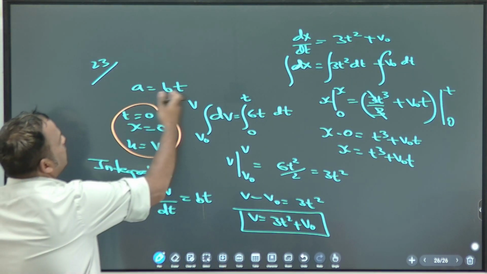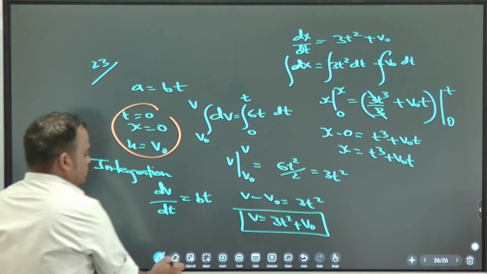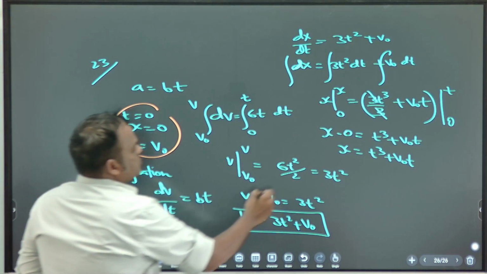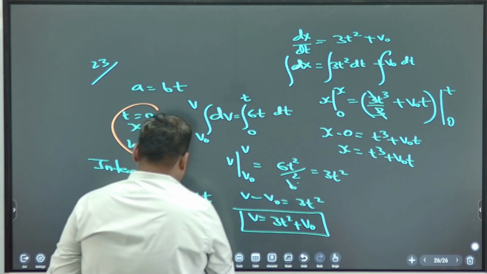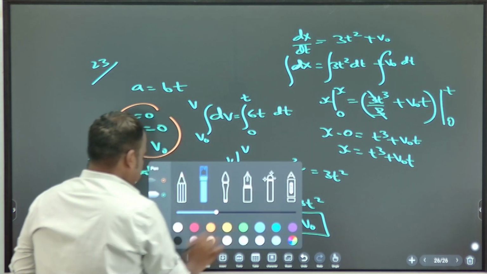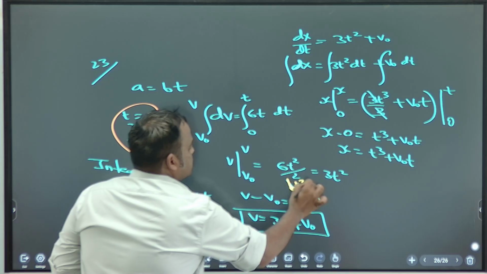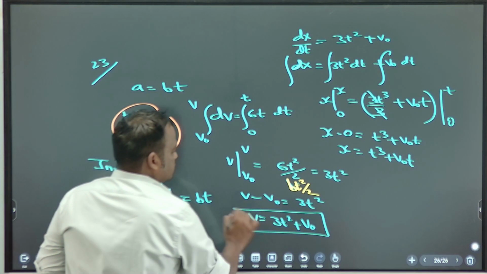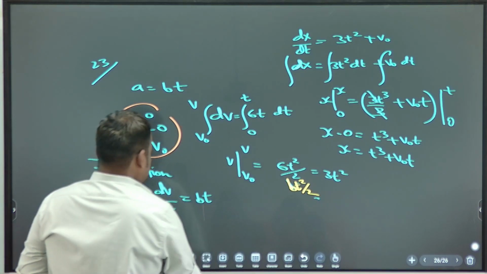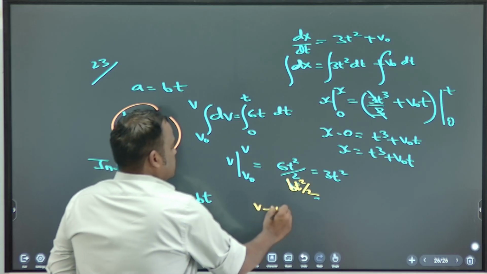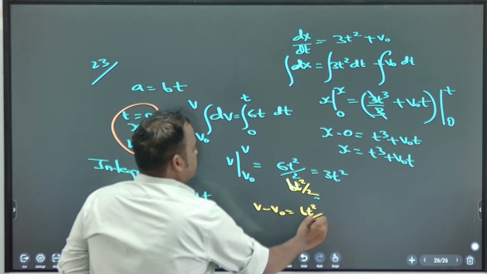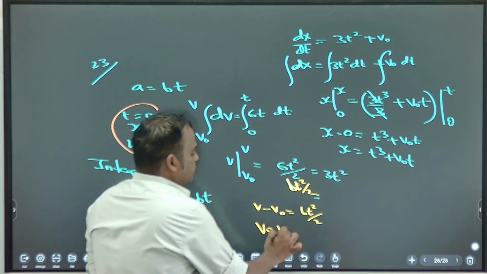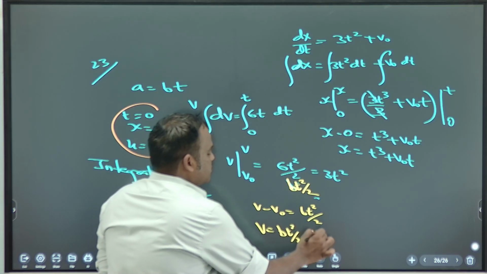Oh, instead of b I took 6. Okay, you corrected. Write b here, so it will be bt square by 2. So v minus v naught is bt square by 2. So v is equal to bt square by 2 plus v naught.